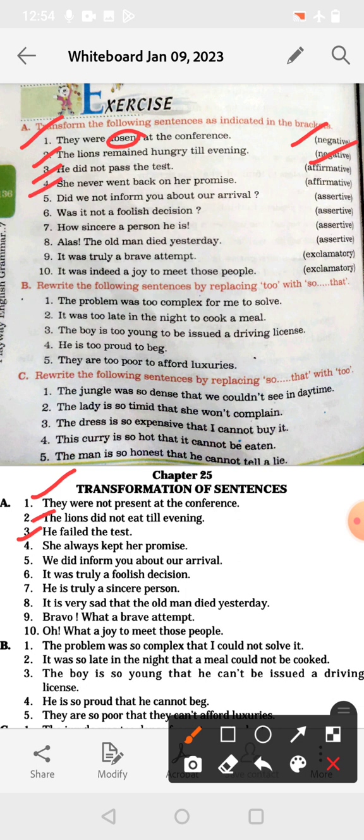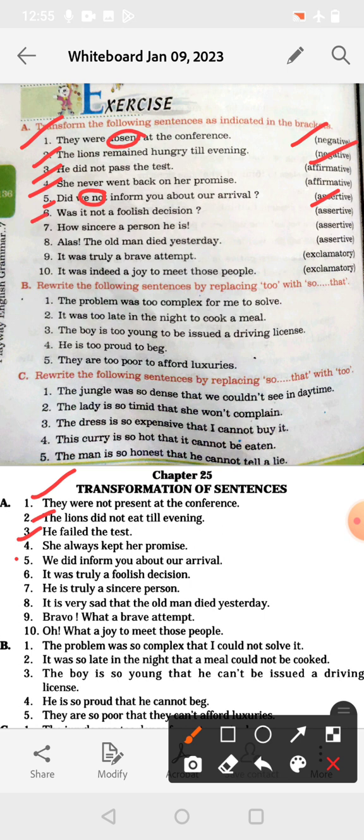Number 4, she never went back on her promise. This also affirmative. So she always kept her promise. Okay, went back on, always kept her promise. Number 5, did we not inform you about our arrival? This we need to change into assertive, but one thing you have to notice in this sentence, that the sentence is in negative form, and I already told you that if the sentence is in negative form in interrogation, then when we are changing into assertive, it will be changed into positive, right? So it will be we did inform you about our arrival.